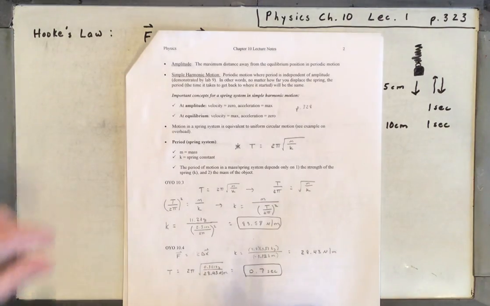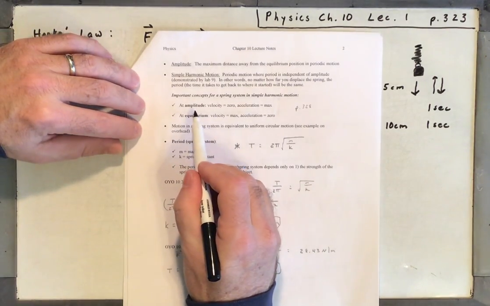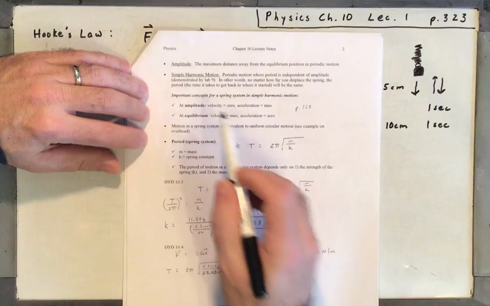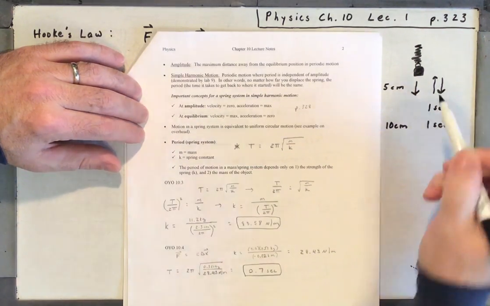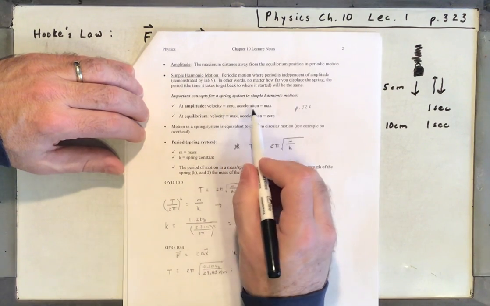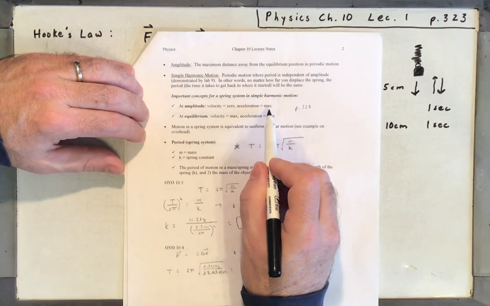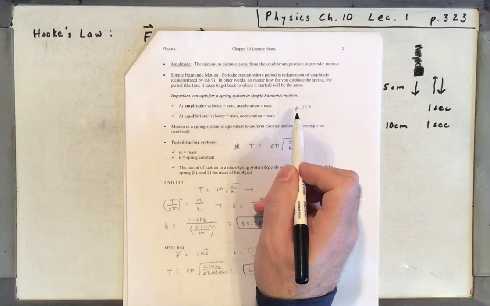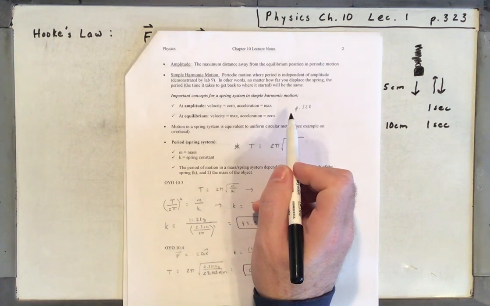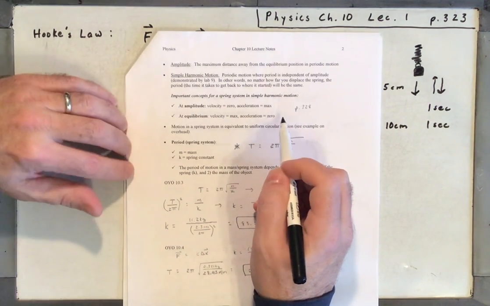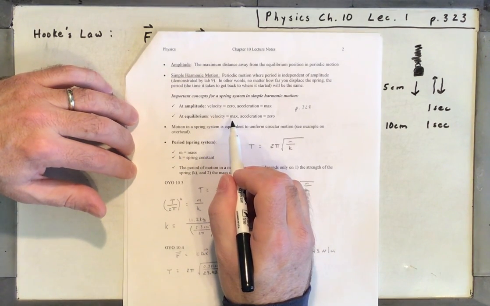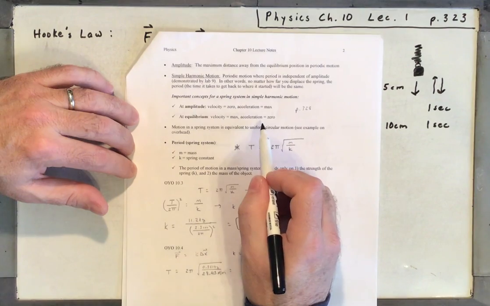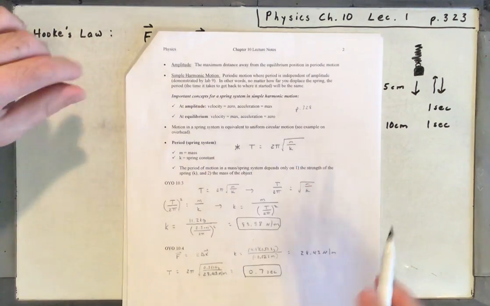All right. So at amplitude, when you pull the mass all the way down, at amplitude, velocity is equal to 0 and your acceleration is maximum. You need to memorize that. And this is on page 328 in your book. All right, very important. At equilibrium, that's where your velocity is max and your acceleration at that point is 0.